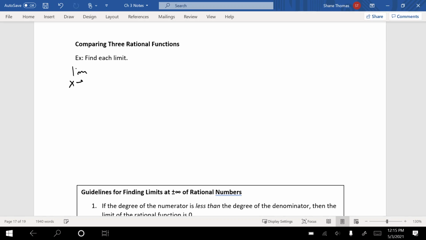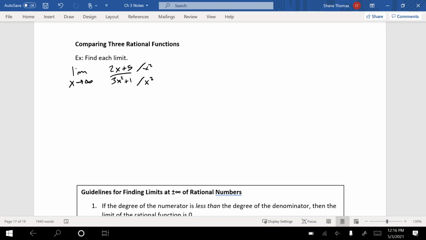The limit as x approaches infinity of 2x plus 5 over 3x squared plus 1. Now looking at this, something to have in your mind: whatever the x value is on the bottom, divide by that. So I have an x squared on the bottom here. I'm going to divide the top and bottom both by x squared.